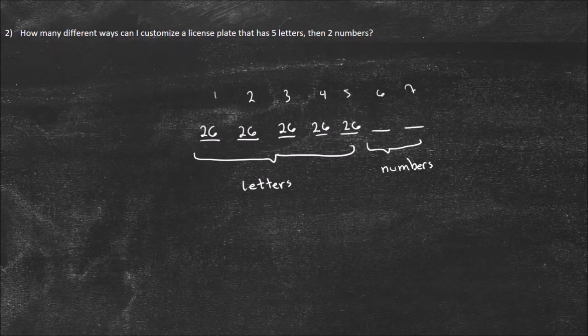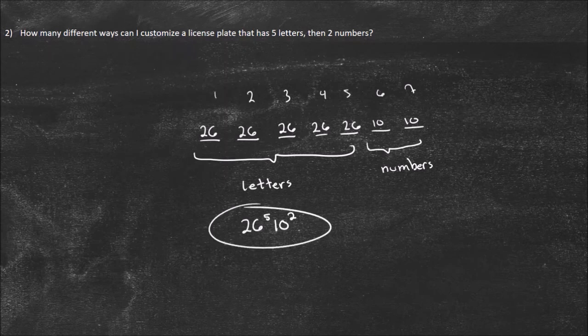And then now how many numbers? Well, I have 0, 1, 2, 3, 4, 5, 6, 7, all the way up to 9. Obviously it can't be double digit because that would be the whole thing. So that's going to be times 10, because you could be 0. So that means that our answer would be 26 to the 5th times 10 to the 2nd. That's the number of ways that I could customize my license plate given these conditions.